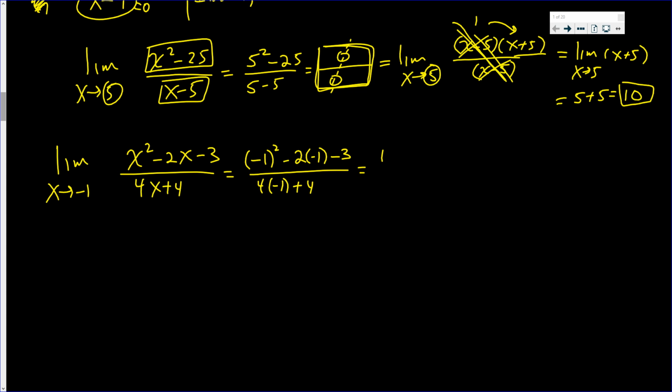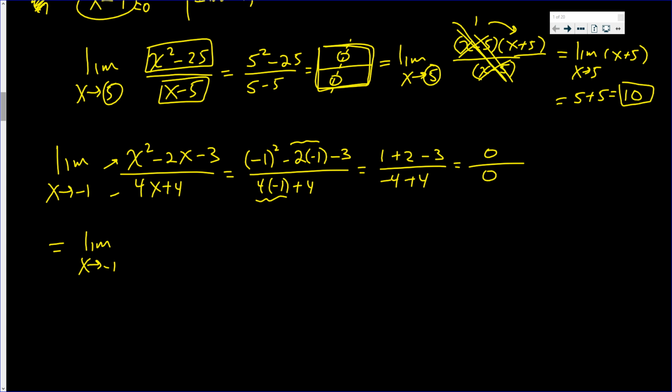So -1 squared is 1. -2 times -1 is plus 2. That's 3. Take away 3 is 0. This is -4. You add back the 4, you get 0. That means you have to do something.